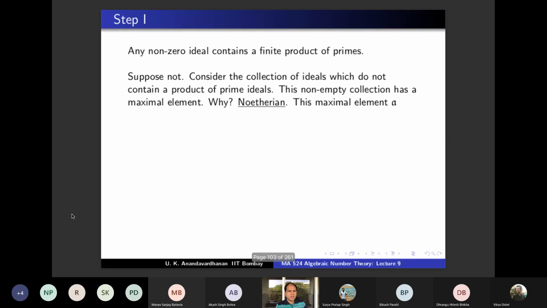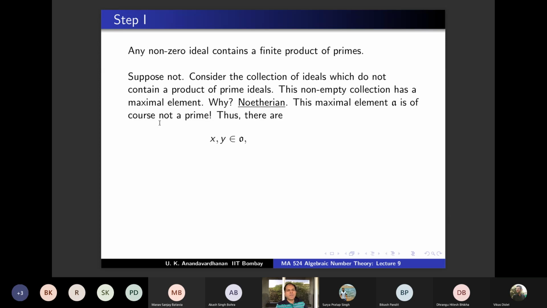And this maximal element, let's call it A, this cannot be a prime ideal, right? Why? Why is A not a prime? Because otherwise it would contain a finite product of primes, right? Yeah, because one prime itself is a finite product of primes. Therefore, this is not a prime. Okay. Therefore, again by axiom of choice or Zorn's lemma or whatever, any ideal is contained in a maximal ideal. So, oh no, sorry, I was jumping the gun. I am using the fact that it's not a prime ideal. I'll be using the other thing also very soon.